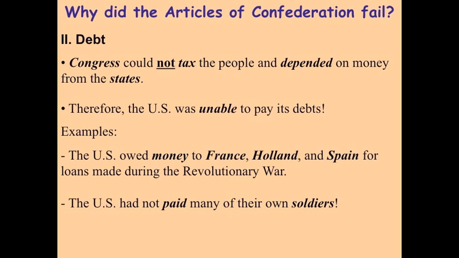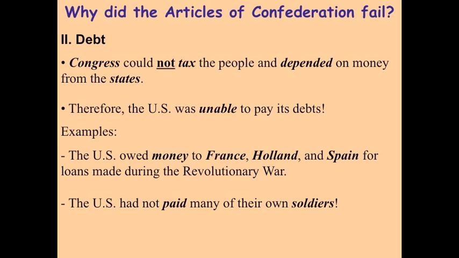Now, the citizens of the United States of America are being represented because you did have representatives from each state in Congress. But Congress still couldn't tax people. And if a government can't tax people, how are they supposed to raise money? Instead, what Congress tried to do was basically beg for money from the states. But the states weren't just going to give money to the federal government. They wanted the money for themselves.